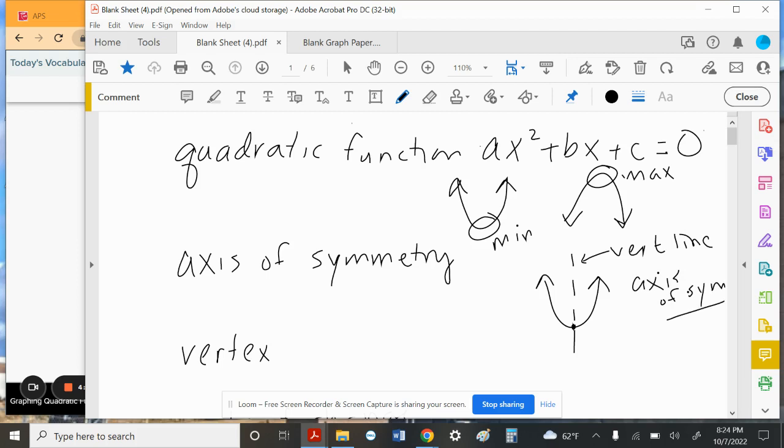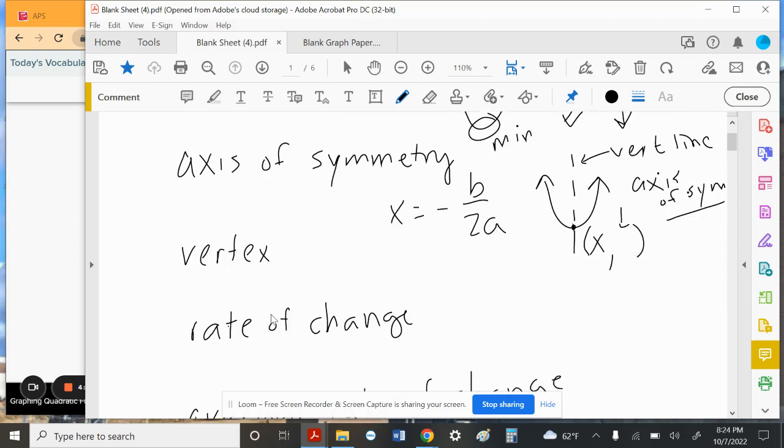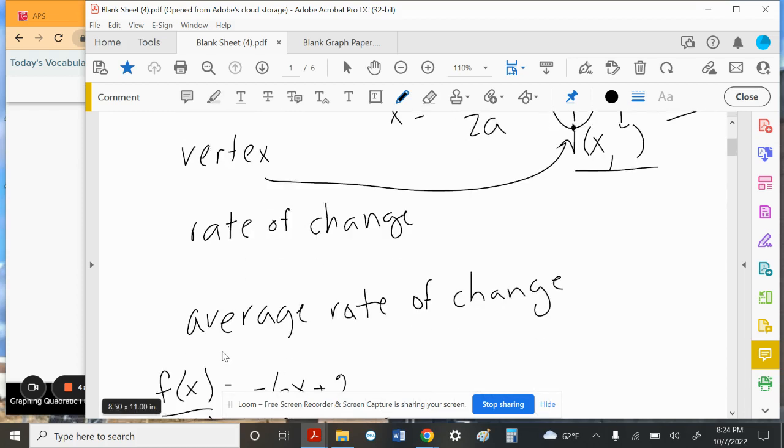And the axis of symmetry can be calculated by doing x equals minus b over 2a. Notice we have a, b, and c up here. So if we just plug it into that equation, we can find the x value of the vertex, and then we would just have to calculate the y value. Okay, so the vertex is just that particular point there. Remember that a vertex has an x and a y value.